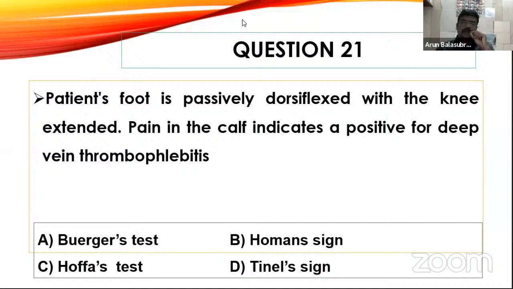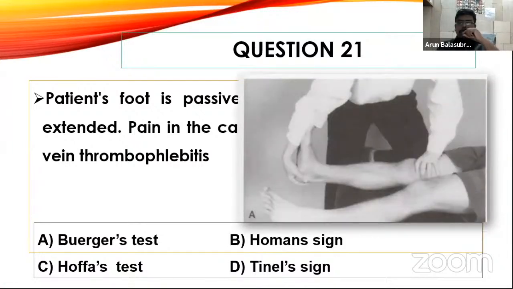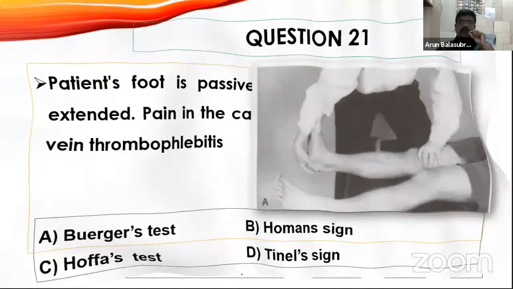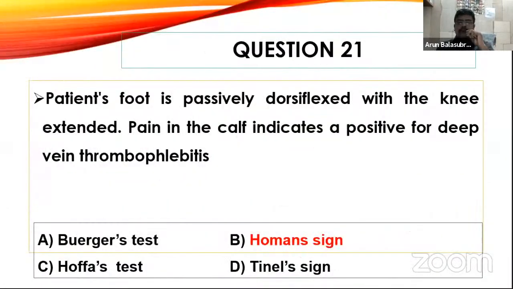It is Homan's sign. So you ask the patient to lie supine, and then you do a passive dorsiflexion of the foot, and if the patient has pain, that indicates deep vein thrombosis. It is called Homan's sign. It's very easy to use. If you find the patient is prolonged bedridden, or has a tight calf problem, you just stretch the calf and you are able to identify the patient has a problem with the calf. That is DVT. It's called Homan's sign.